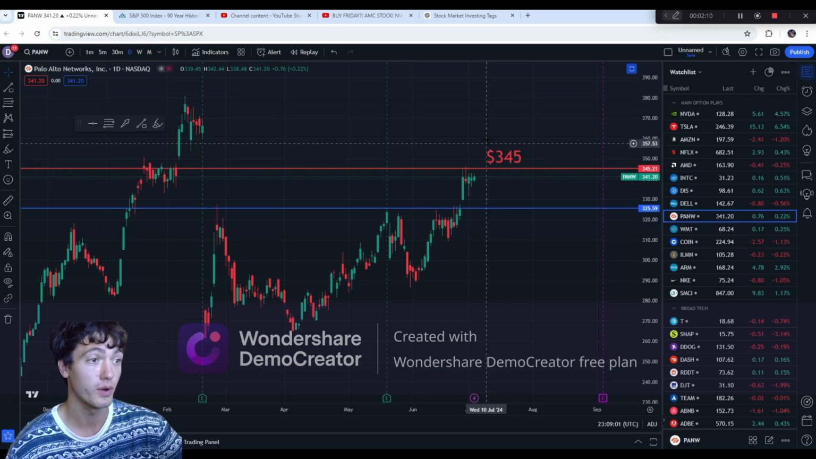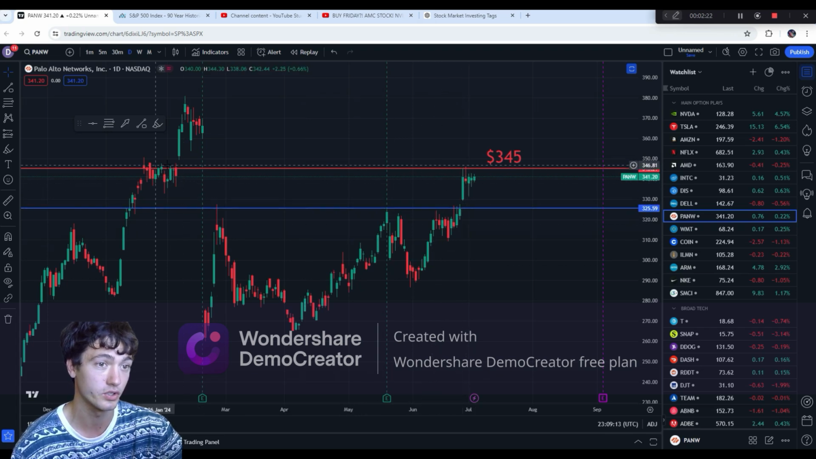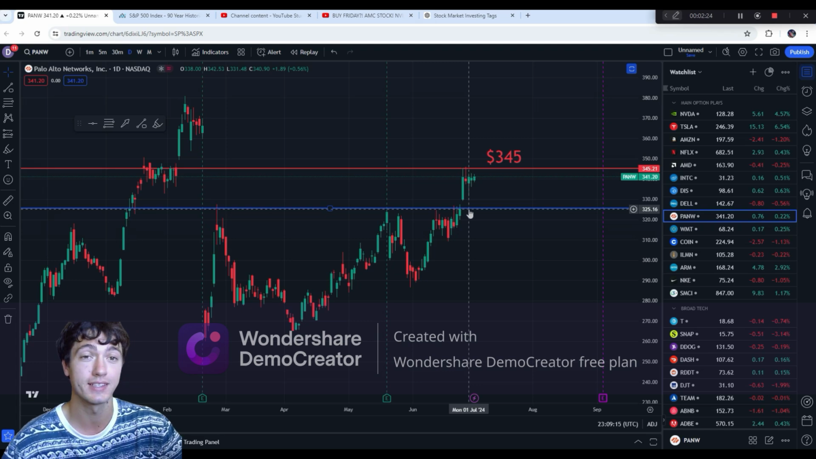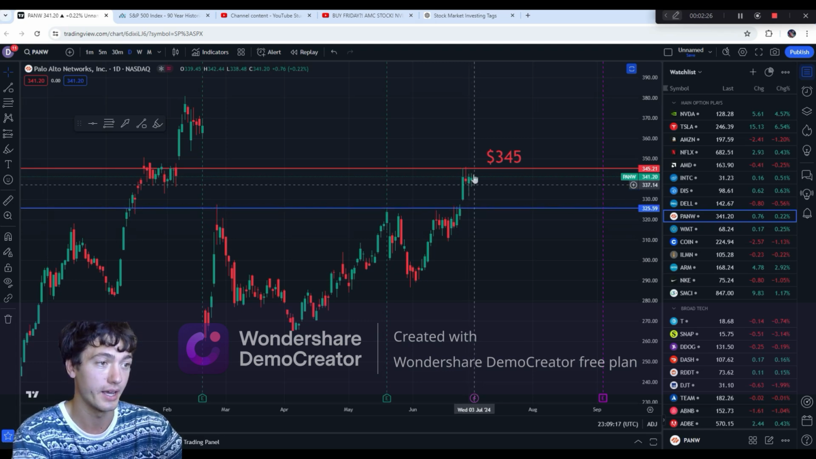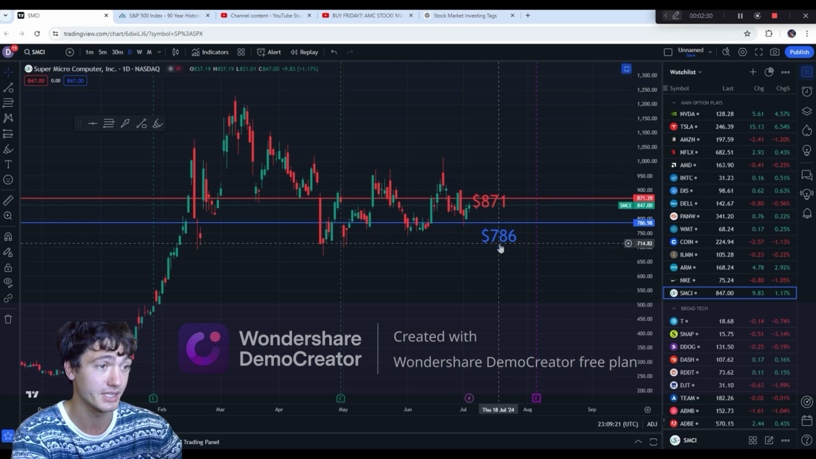So I hope you could see where I found resistance after price broke this level here. See how this was its resistance? Price didn't want to break it, and when it did, it went up to this new resistance level. So that's how I found support and resistance on PANW. Let's go to another stock like SMCI.